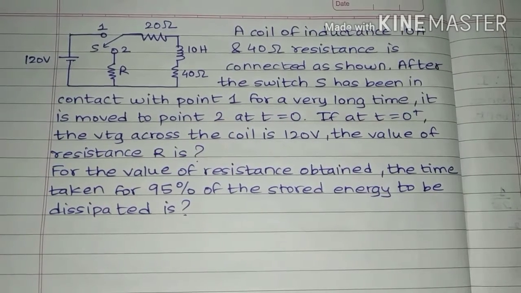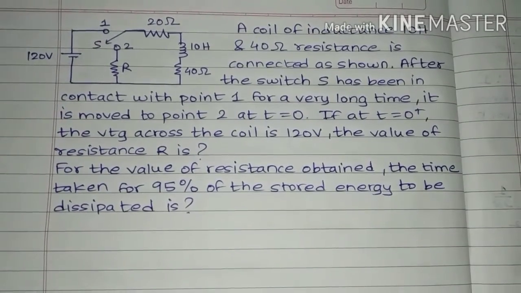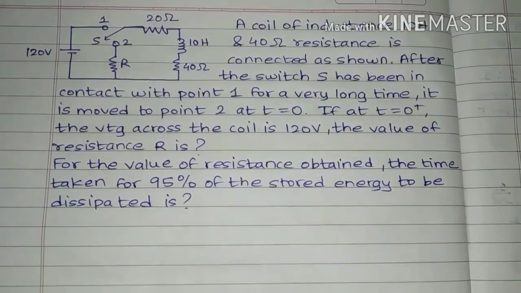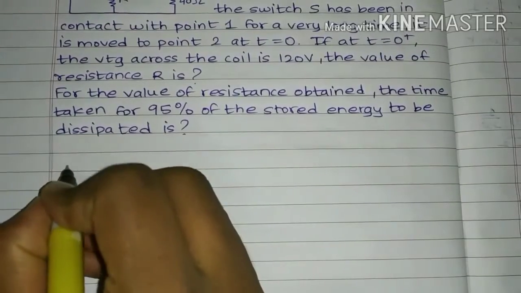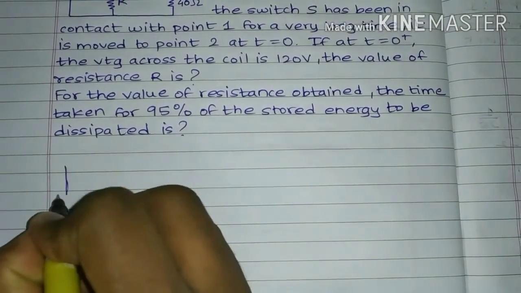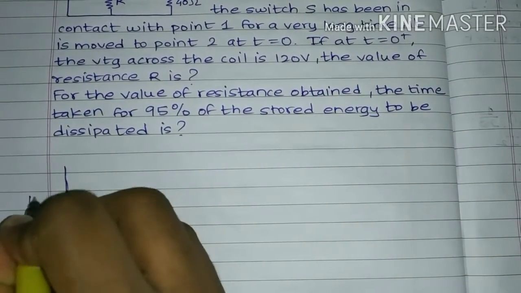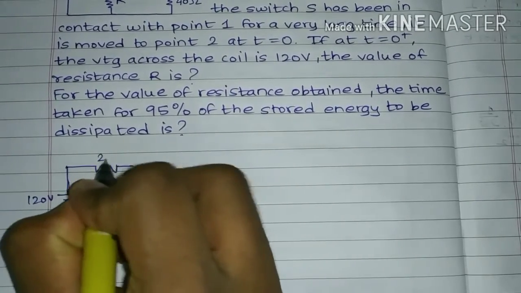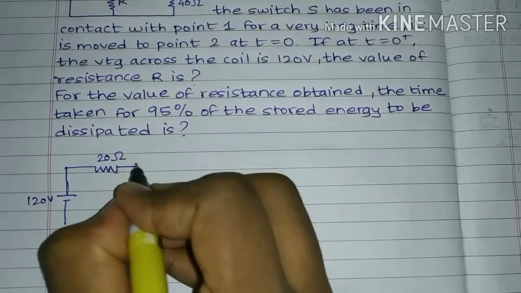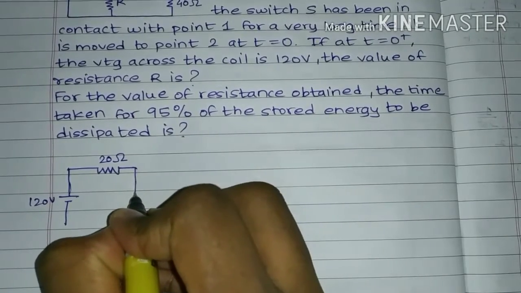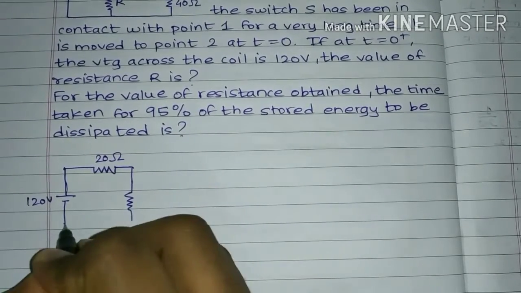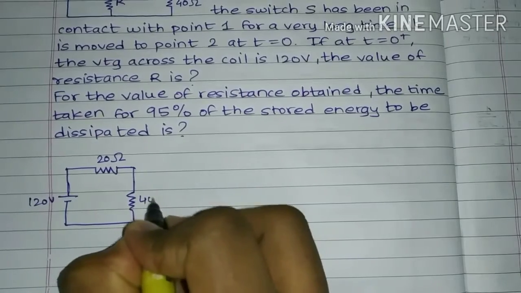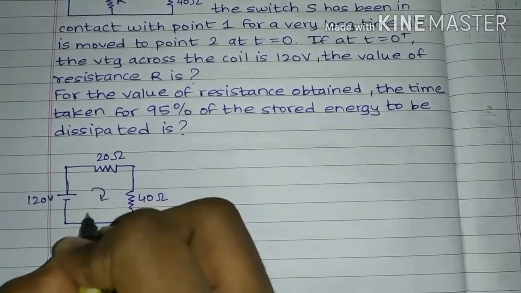First of all, let's draw the circuit for t is equal to 0 minus. At t equal to 0 minus, the circuit attains steady state. So the inductor will act as a short circuit. So the circuit consists of 120 volt source, 20 ohms resistor, inductor is short circuited, and then the 40 ohm resistor. The current flowing through this loop is IL of 0 minus.